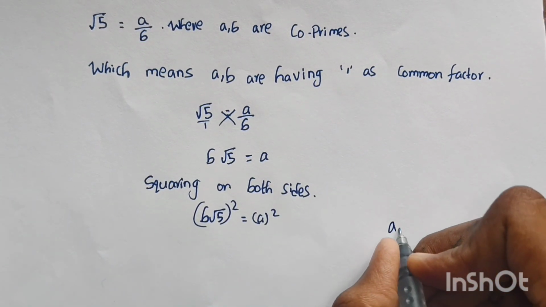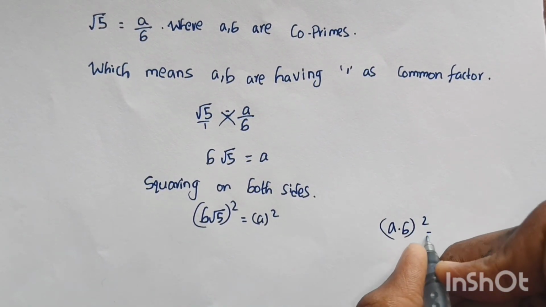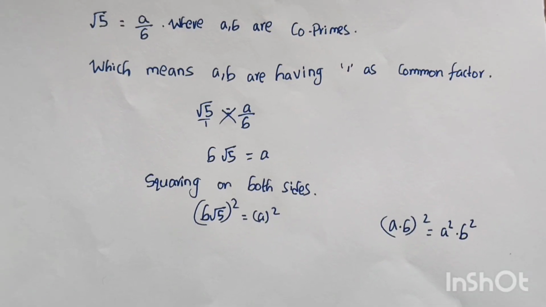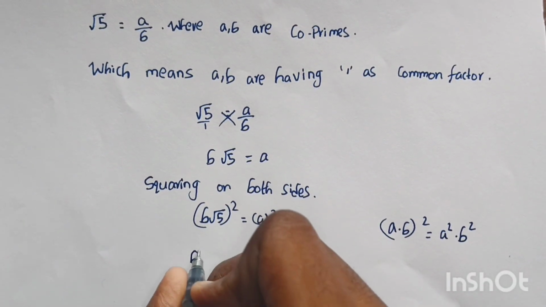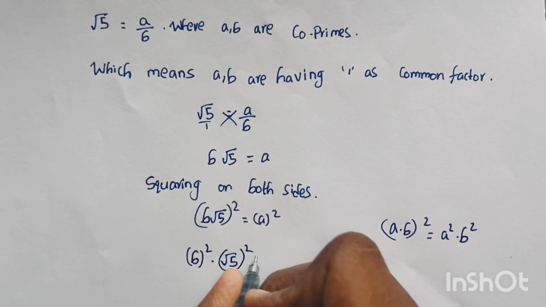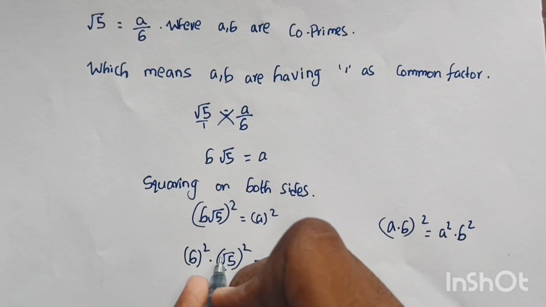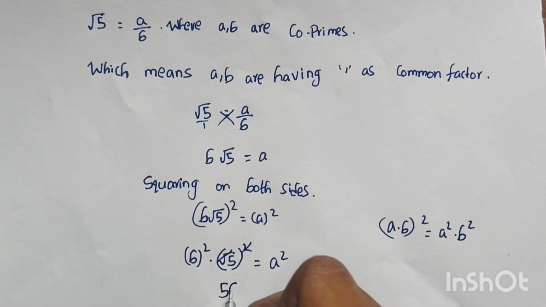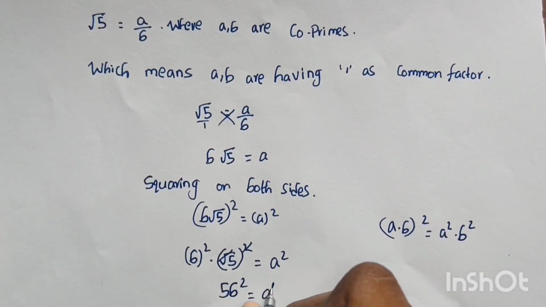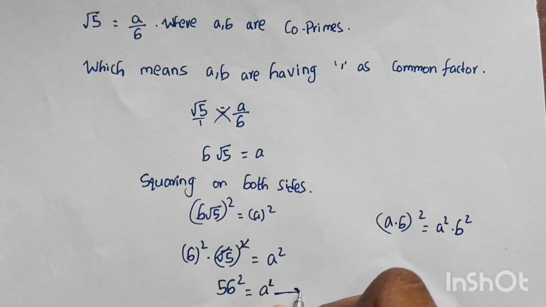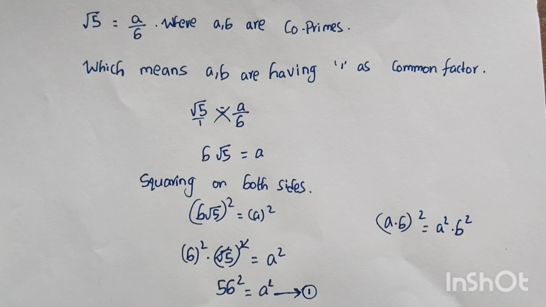Here (a into b) whole square means a square into b square. So here b square into square root of 5 whole square equal to a square. Here square and root cancel. 5b square equal to a square. Now let us consider 5b square equal to a square as equation 1.